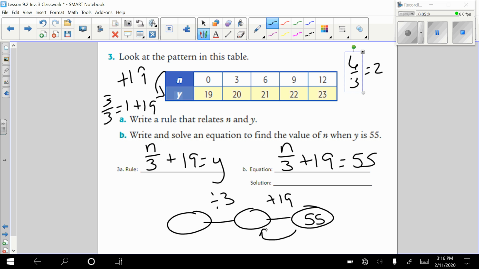Now backtrack it. The opposite of plus 19 is minus 19. 55 minus 19 is 36. Then I need the opposite of divide by 3, which is times 3, which gives me 108. This time n equals 108.